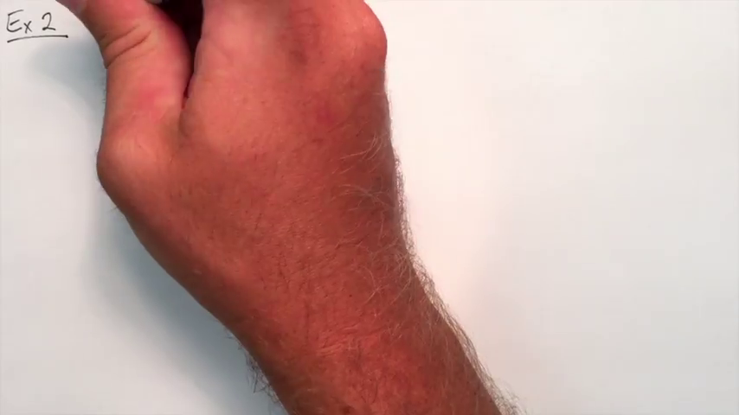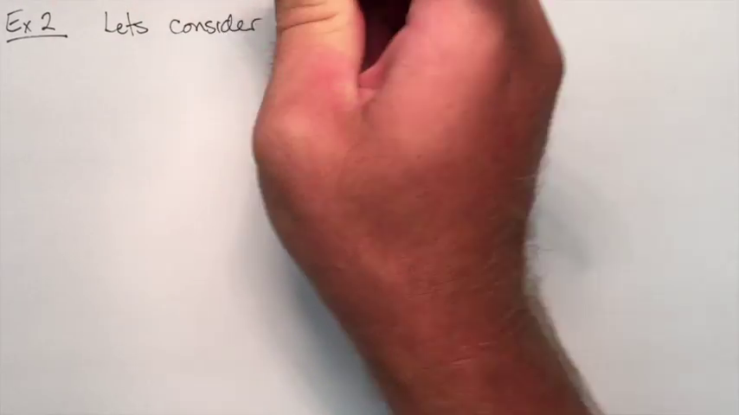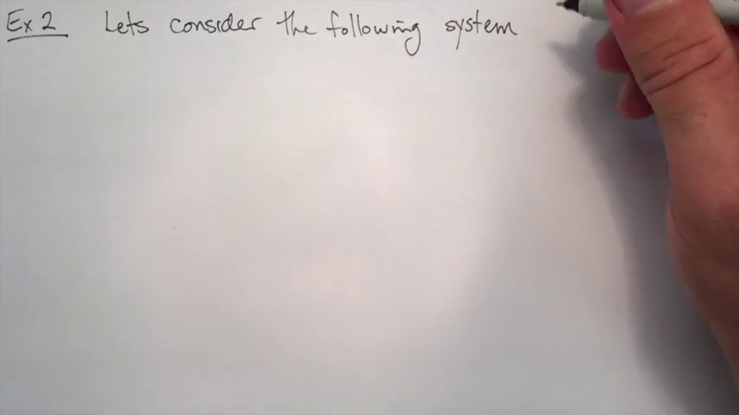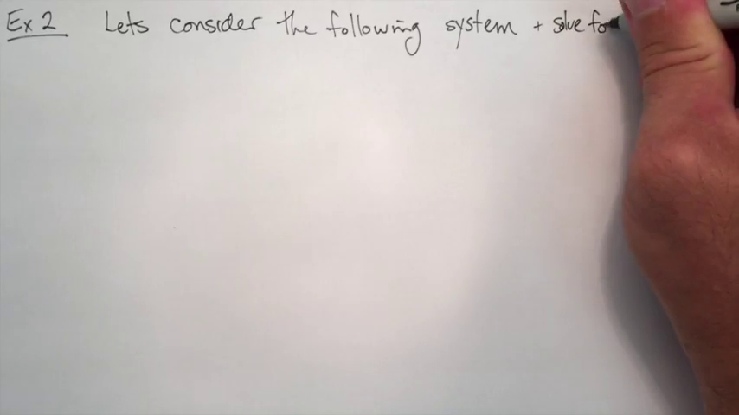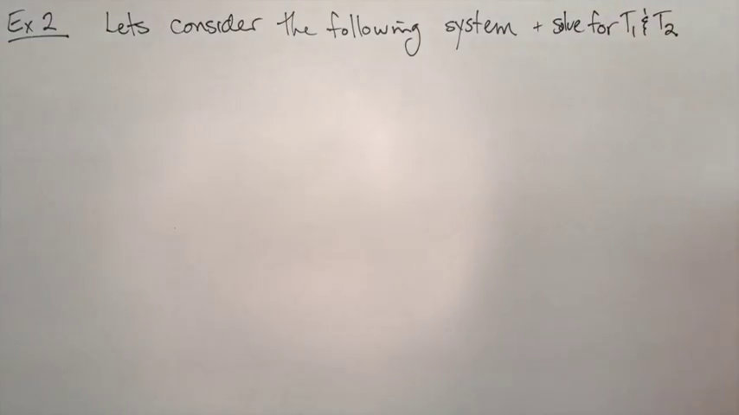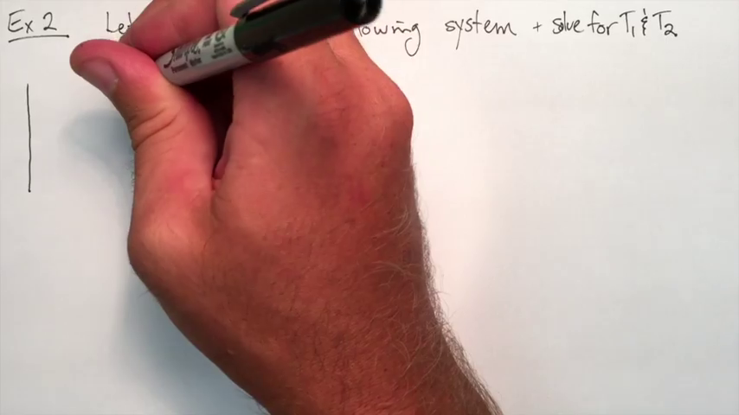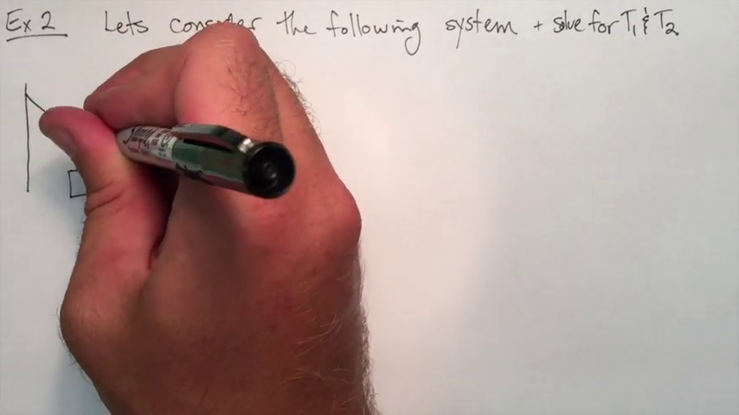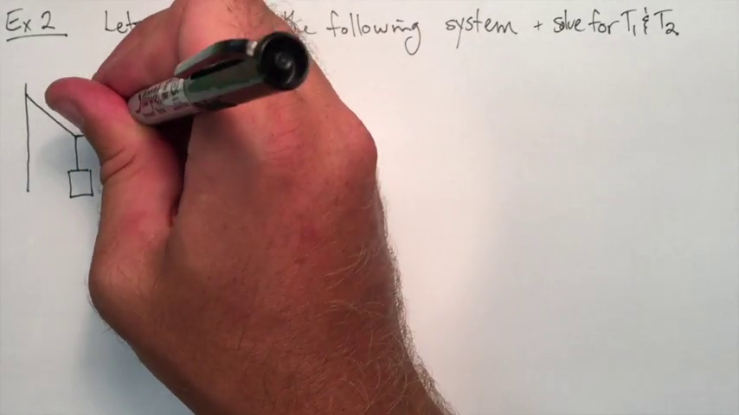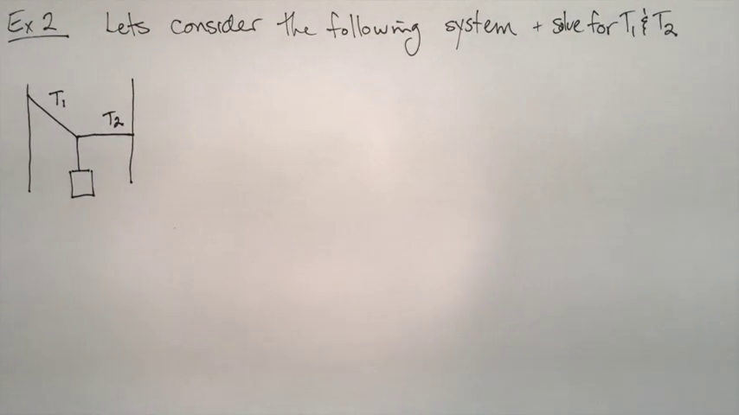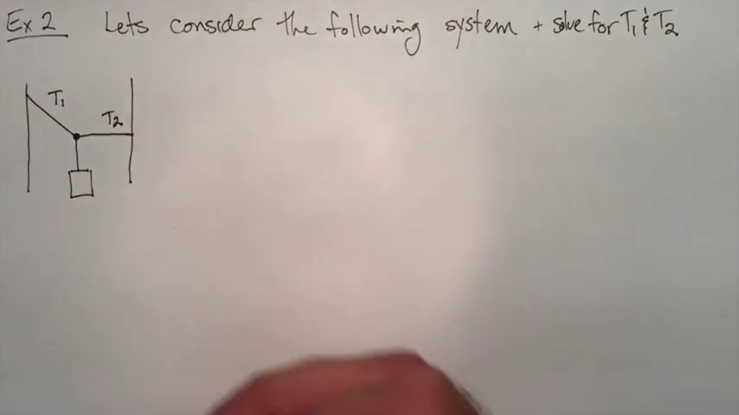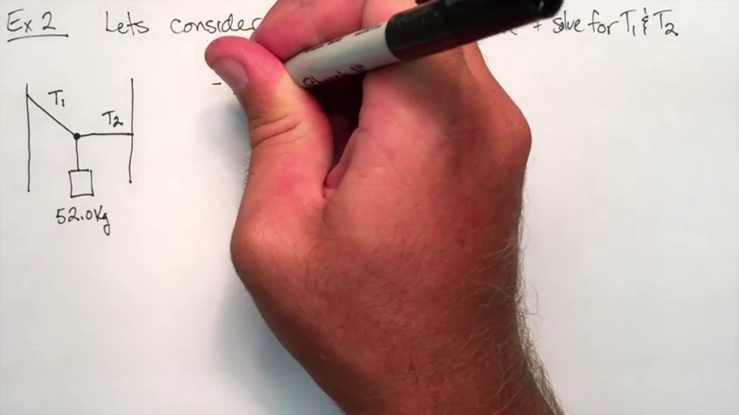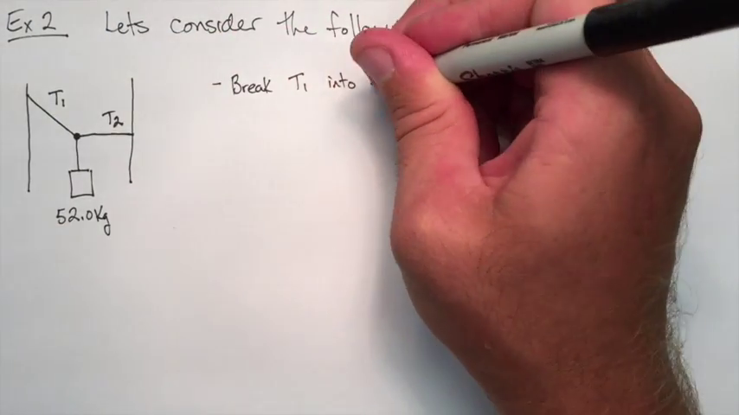Okay, next problem here. Let's consider the following system, and what we're going to do is solve for T1 and T2. So what the system looks like, it's basically two walls that are vertical, and there's going to be a mass hanging between them on a system like so. So T1 and T2. The central point there is the one we're going to want to focus on, and that's where the 52 kilogram mass is going to be hanging from.